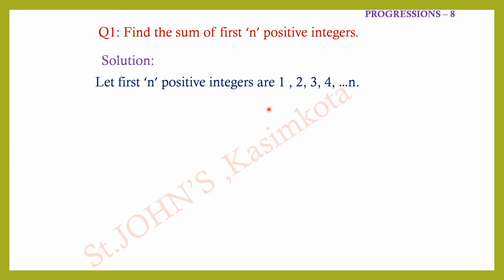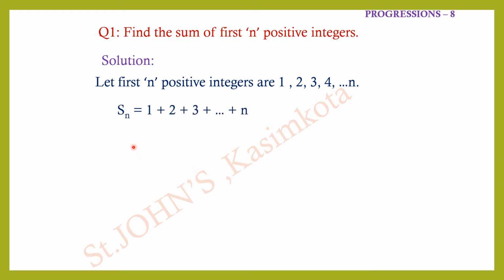Odd integers are 1, 3, 5, 7, 9, so on. Even integers are 2, 4, 6, 8, so on. So 2, 4, 6, 8, so on are even integers, and 1, 3, 5, 7, so on are odd integers. Now I have to find the sum of first n positive integers.